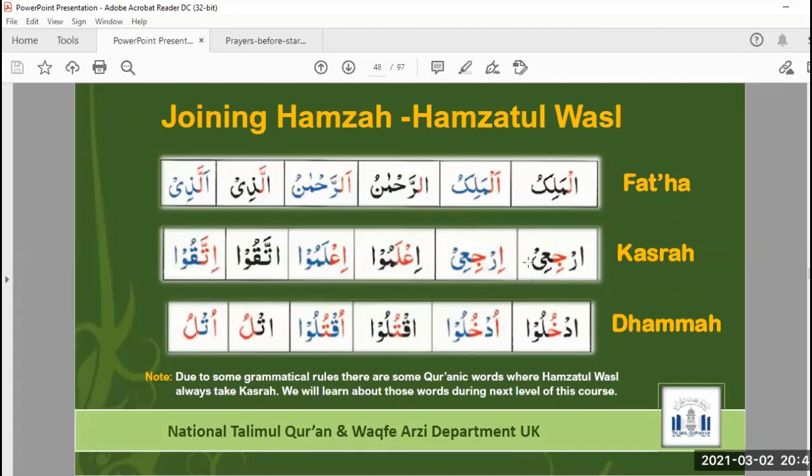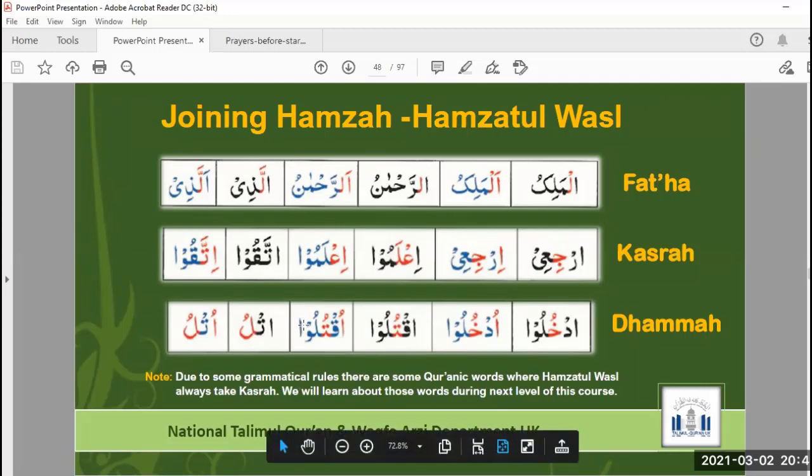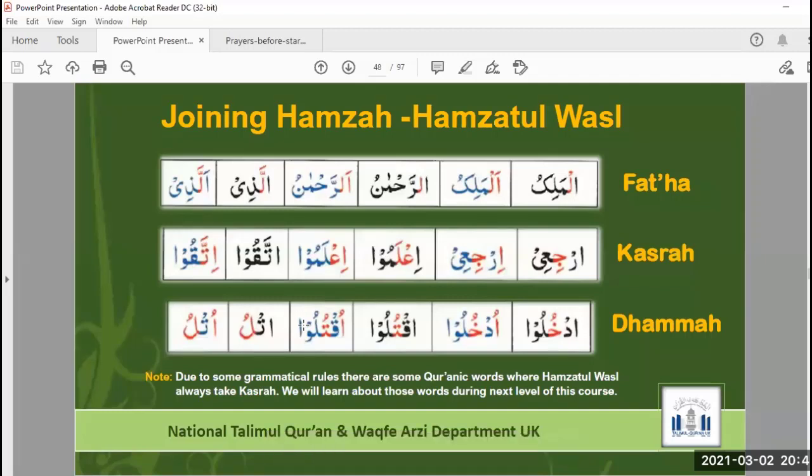I just want to mention one thing. There are some Quranic words, about 5, 6, 7 words, where an exception applies, where the Hamzatul Wasl will always take kasra due to some grammatical rule. But I don't want to confuse you, so I will leave those words for the moment. We will introduce them when we go to the next level. But at the moment, you need to learn these 3 steps for Hamzatul Wasl: when Hamzatul Wasl will take fatha, when it will take kasra, and when it will take dhamma.